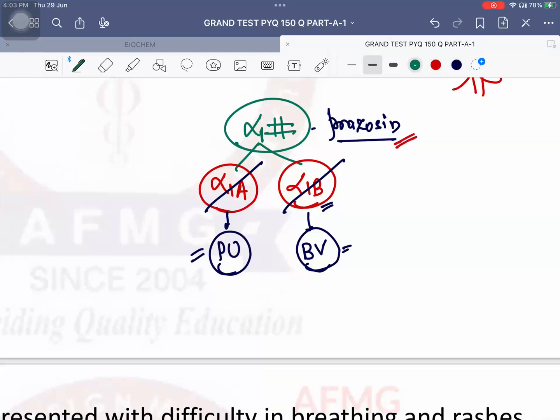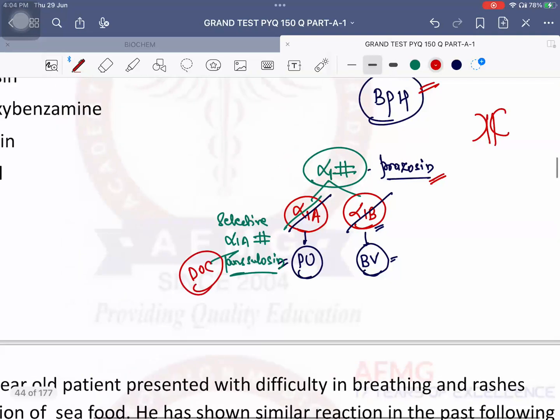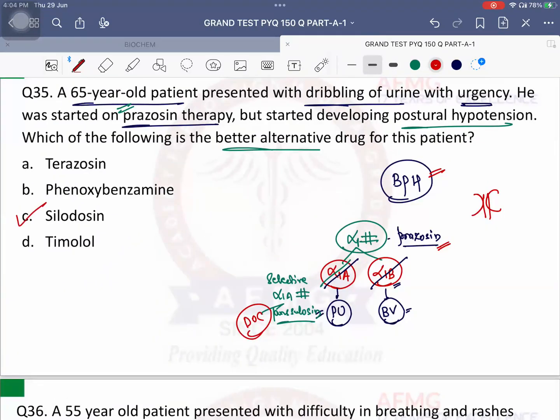That's the reason why we need to only block which receptor? Alpha 1A receptor. So the selective alpha 1A blockers are drugs like tamsulosin, and another drug from the same group is silodosin. Okay, so here the better alternative should have been tamsulosin or silodosin, which is considered to be the drug of choice for BPH. Okay, important. So here the answer should be option C, that is silodosin.